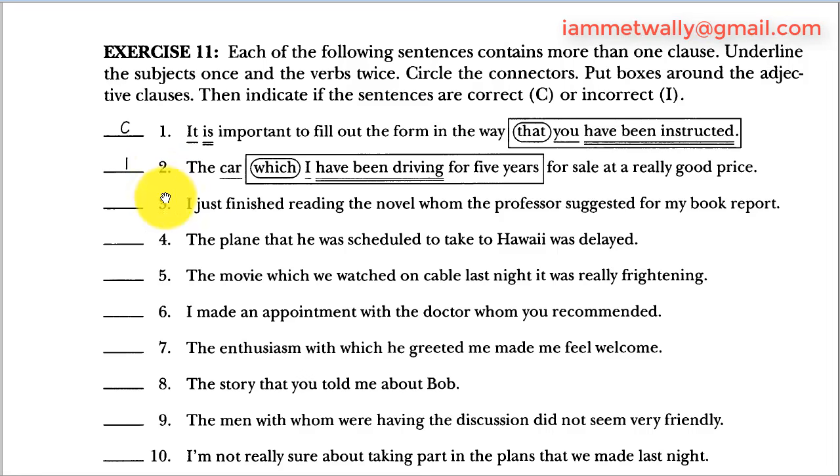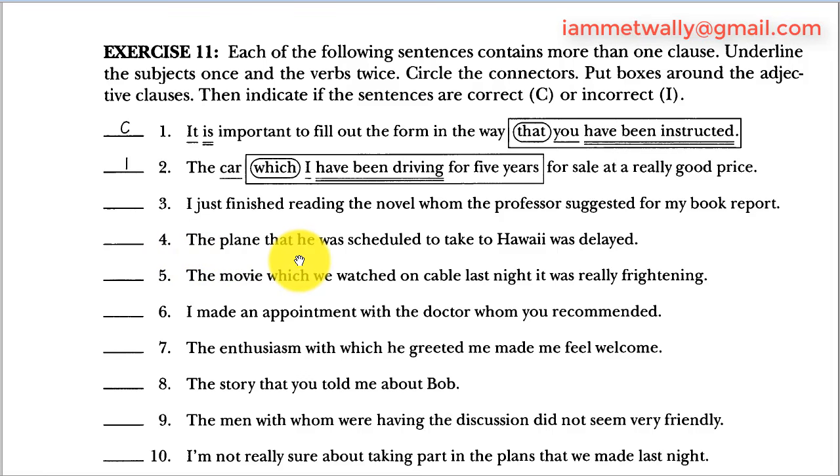Let's go to 3. I just finished reading the novel whom the professor suggested for my book report. This is I as subject. Finished, this is the verb. The novel is the word I'm going to describe. Whom doesn't describe things like this. It describes people. So this connector is not correct. If I used which, this sentence would be great, because I have here the professor as subject and suggested as the verb, but whom is the wrong connector. This sentence is wrong, incorrect.